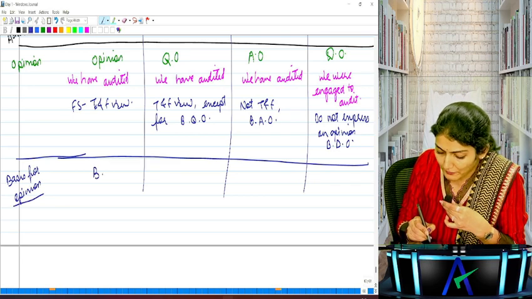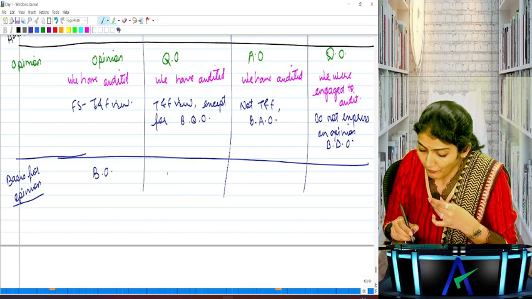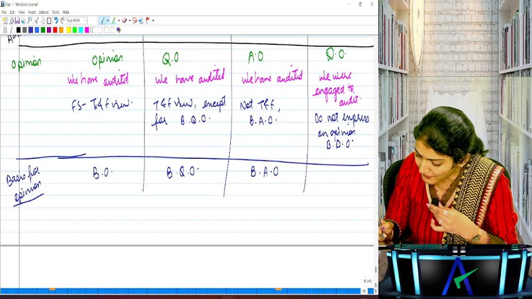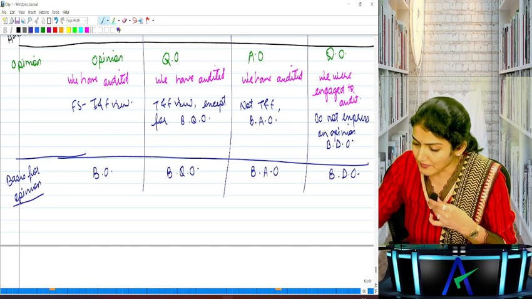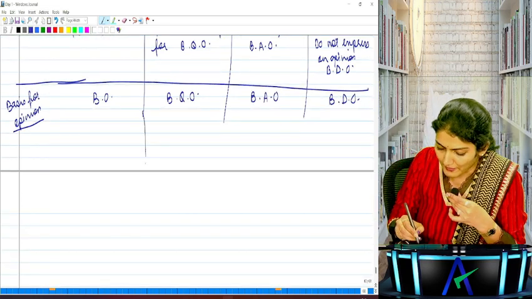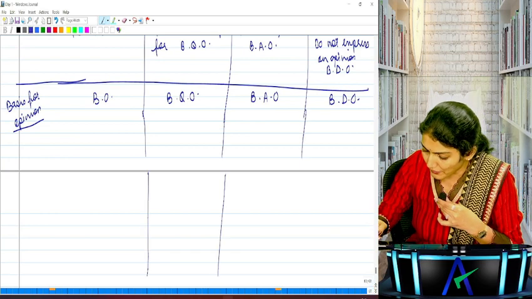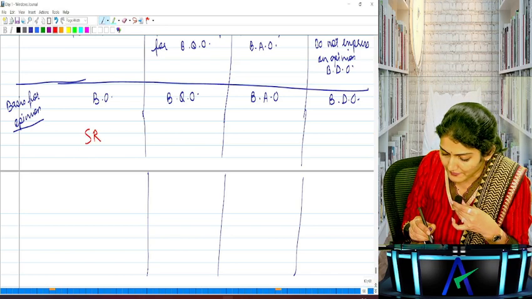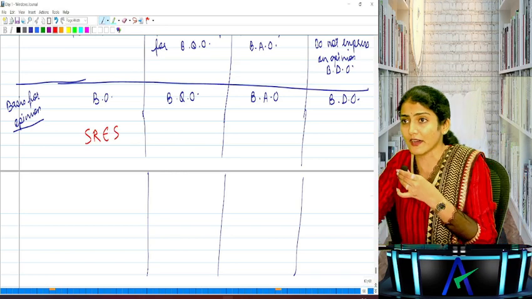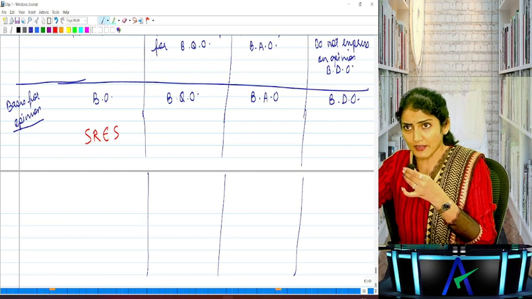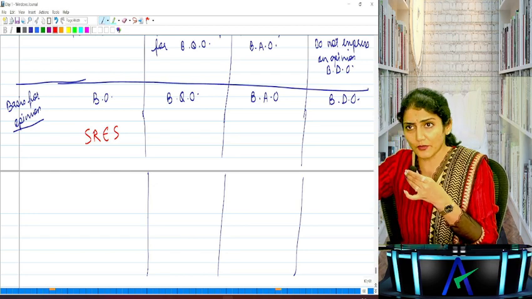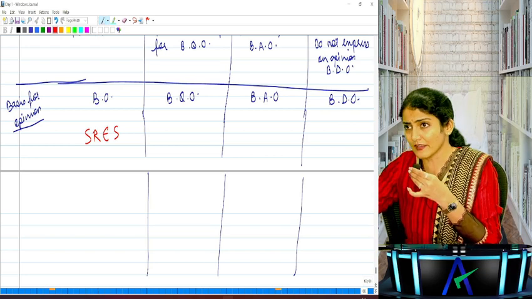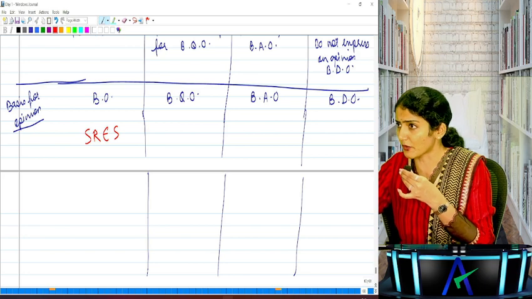For unmodified, what will you say? Basis for opinion. For qualified, what will you say? Basis for qualified opinion. For adverse, you will say basis for adverse opinion. And for disclaimer, what will be the heading of that paragraph? Basis for disclaimer of opinion paragraph. Right, then in an unmodified opinion, what will you write in the basis for opinion paragraph? SRES, you know SRES: Standards on Auditing, reference to that section where responsibilities of auditor have been given, ethical requirements and sufficient appropriate audit evidence.